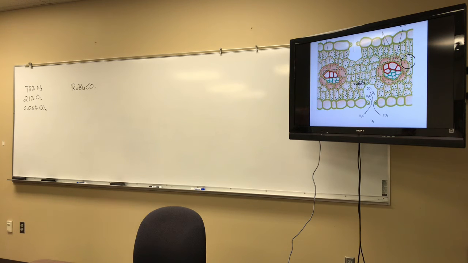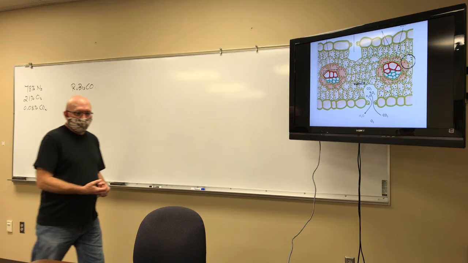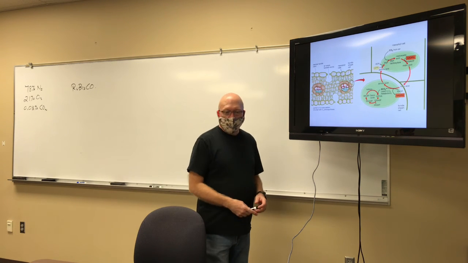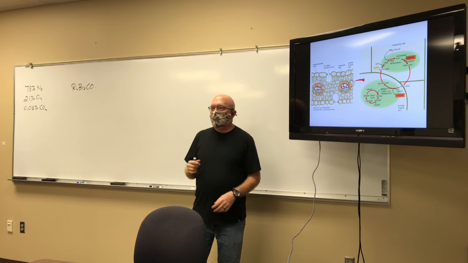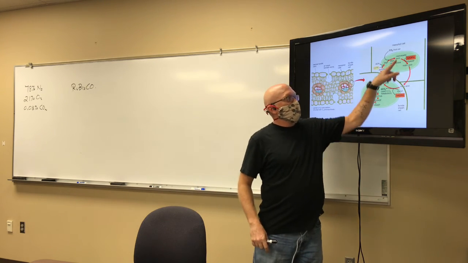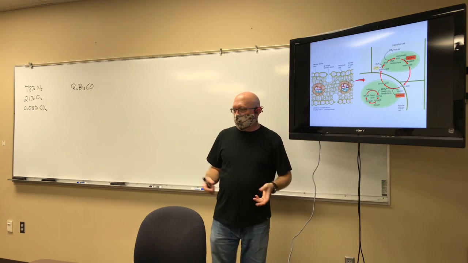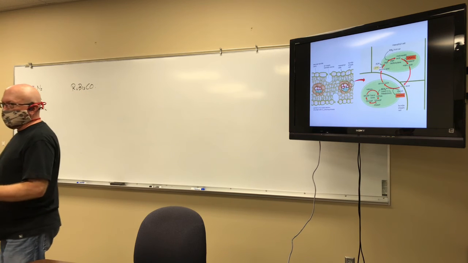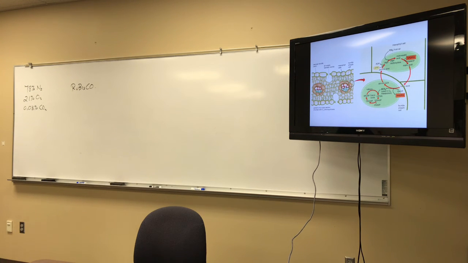Simple C3 photosynthesis, carbon capture. Once carbon capture occurs, you basically take carbon dioxide, you go through this thing called the Calvin cycle, and it makes glucose. And you don't need to know any of the details of that. Just know that it makes glucose once it has the carbon.